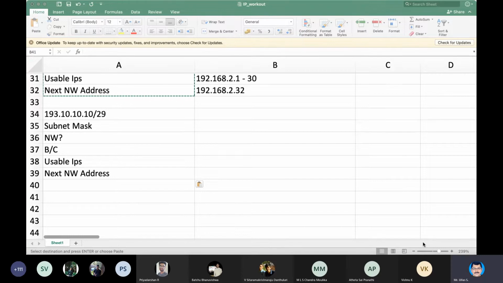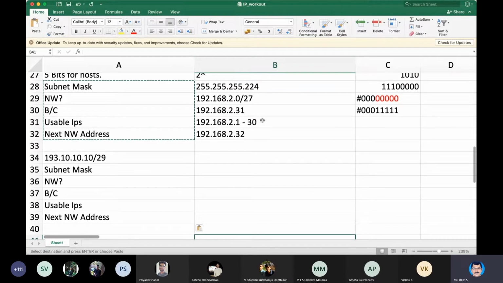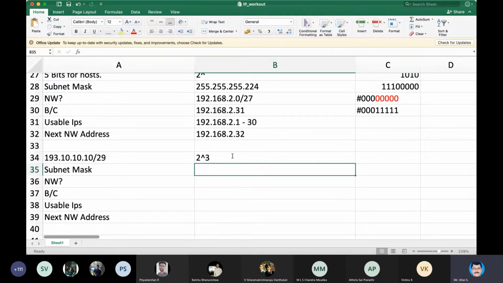Okay, I hope all of you have arrived with an answer. I'm not asking you individually, but just check whether the answers are correct or not. The subnet mask in this case: how many bits are given for host here? Host bits are just 3, right? 3 bits are there for host. So the subnet mask is supposed to be 255.255.255.248, right?